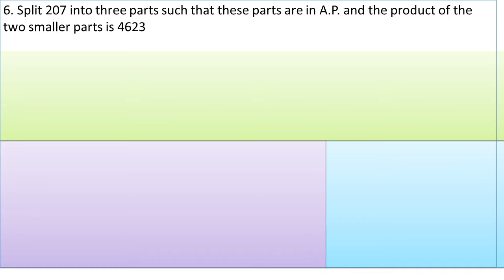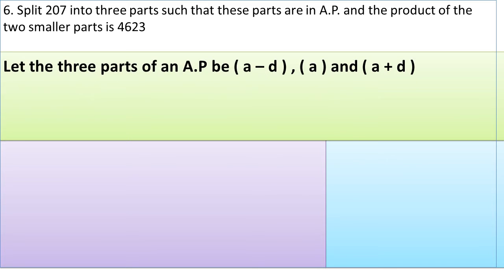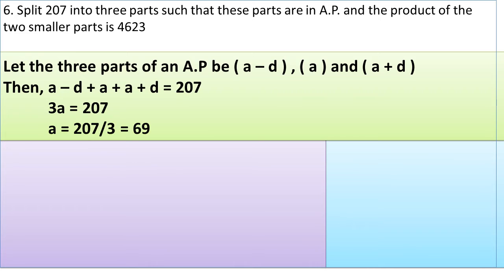Let us continue our class with exercise problems. Next question, that is question number 6. Split 207 into 3 parts such that these parts are in AP and the product of the 2 smaller parts is 4623. Consider the 3 parts as A minus D, A and A plus D, and their sum will be equal to 207.